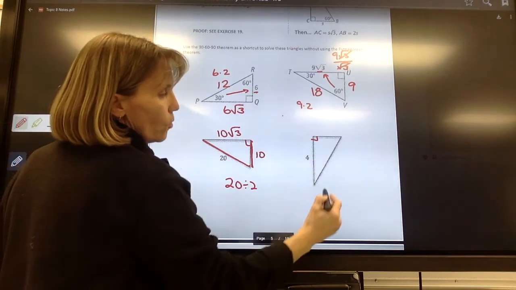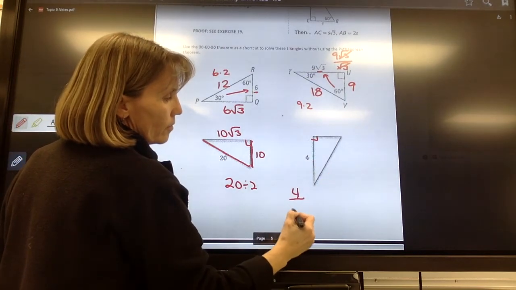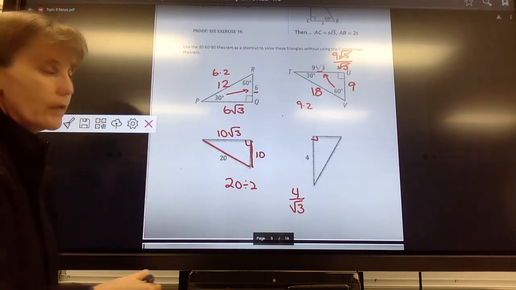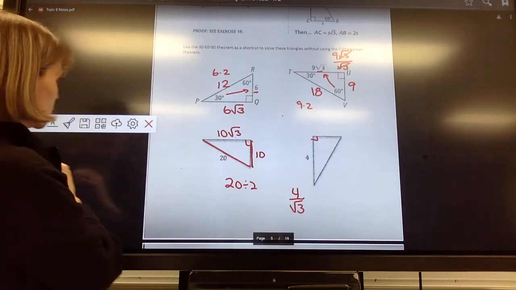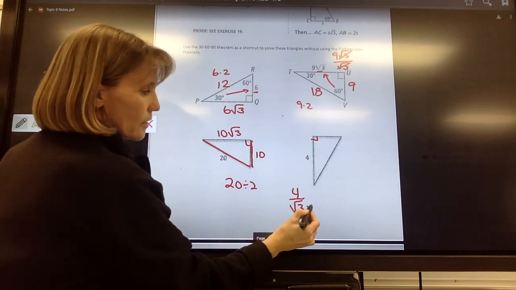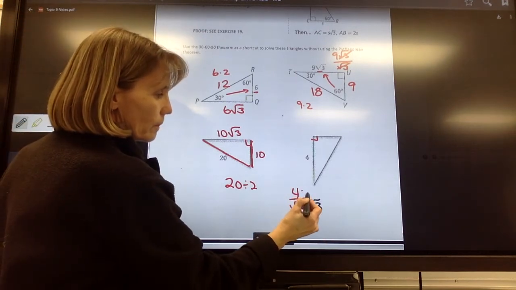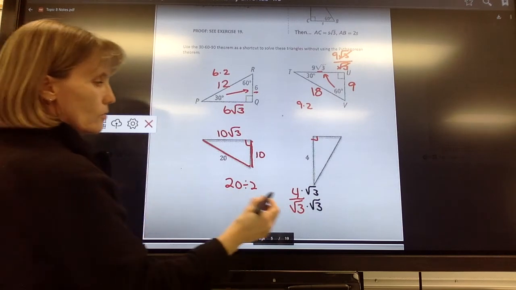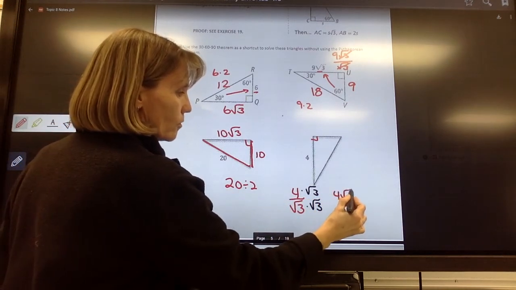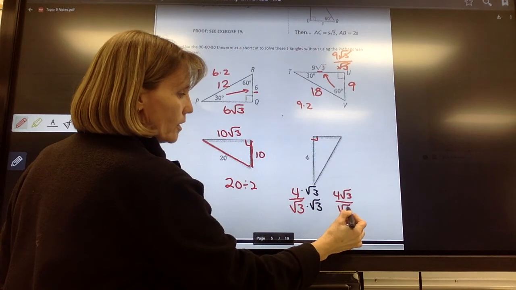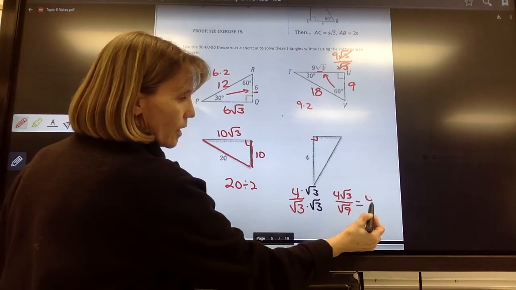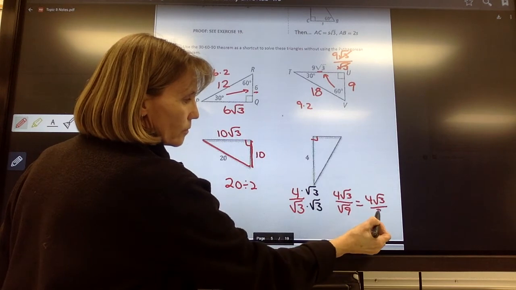So when I take this 4 and I divide it by the square root of 3, we saw that on the previous triangle, we can't leave a radical in the bottom of this fraction. So I'm going to take this times the square root of 3. So this is going to be 4 square root of 3 over the square root of 9. And we know what the square root of 9 is. The square root of 9 is 3.